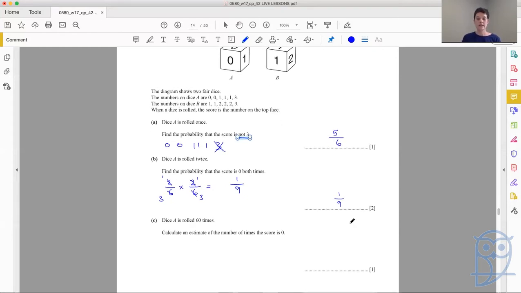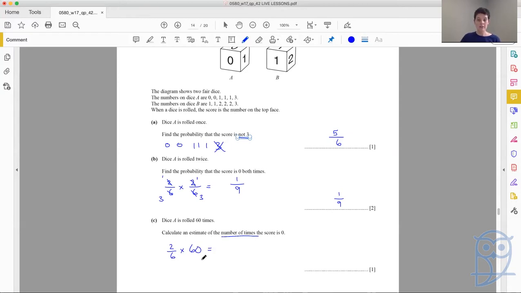They then tell us that dice A is rolled 60 times. Calculate an estimate of the number of times the score is 0. So this is not asking us for a probability as an answer. It's asking us for a number of times. And you've got to think about it in terms of, out of 60, how many would I expect? And this is just like what we worked with fractions. The proportion of the 60 rolls that would be zeros. And we know that probability of 0 is 2 out of 6. Therefore, 2 out of 6 times 60 is going to give us that number of times.